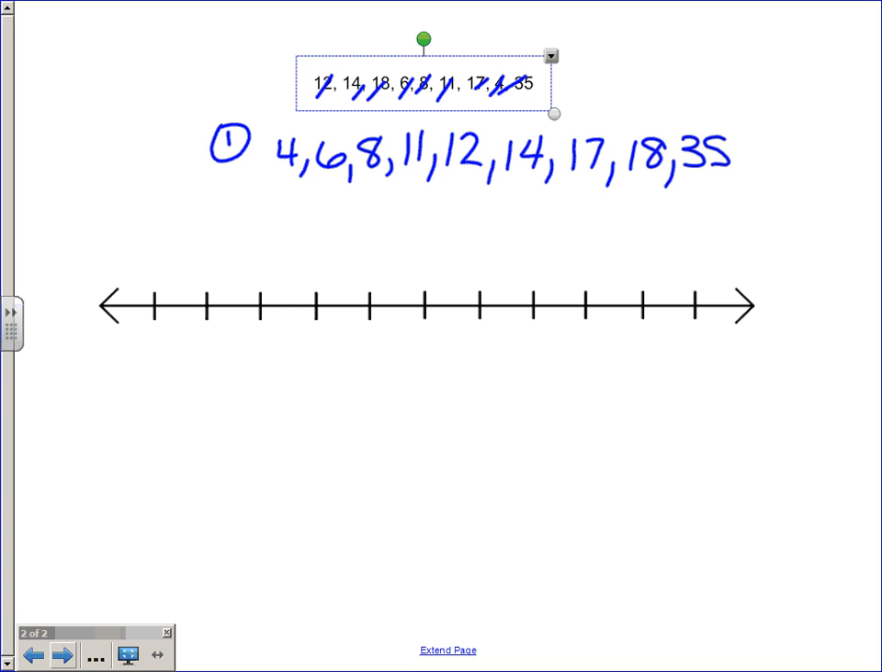Now I've got to figure out what the median is, and that's just the one in the middle. In this case, I have 1, 2, 3, 4, 5, 6, 7, 8, 9. So I know the fifth data point is going to be my median, and it's going to be 12. All right? Now I've got to figure out my first quartile, or we could call it Q1, or we could call it the lower extreme.